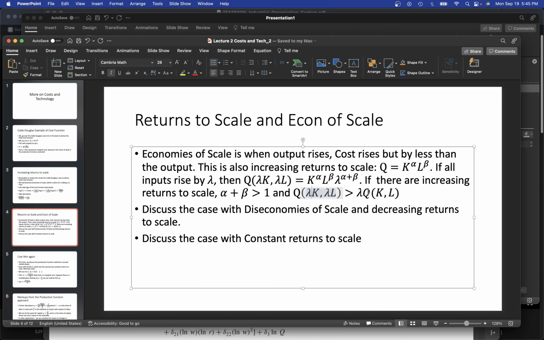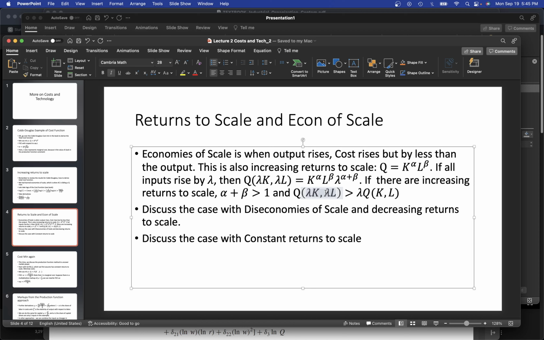Okay. Constant returns to scale, of course, is when it doesn't matter. If you increase all inputs by lambda, it's as if you just multiply your output by lambda. So the interpretation there is, for example, here's an example: one farm, and if you increased all of the inputs of your farm by lambda, then it's as if you had lambda farms. It's the same thing as if you had lambda farms.